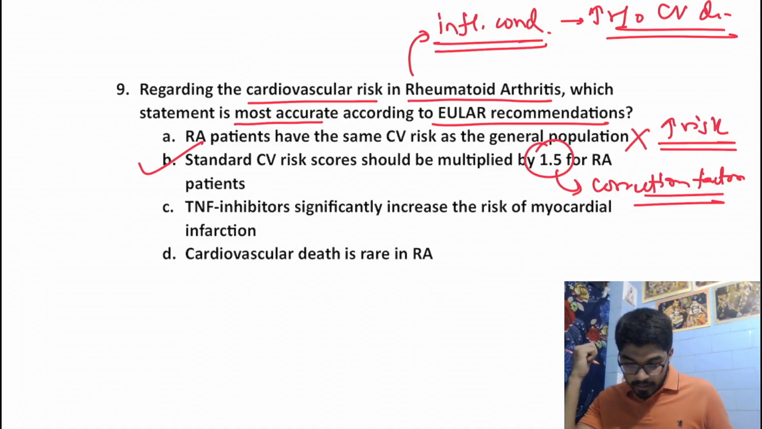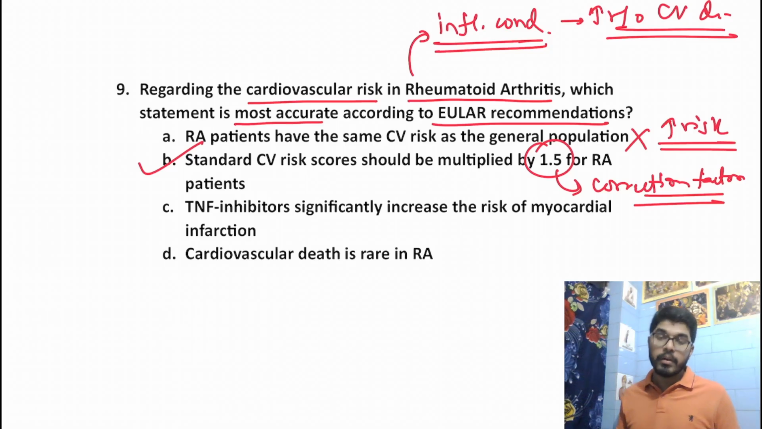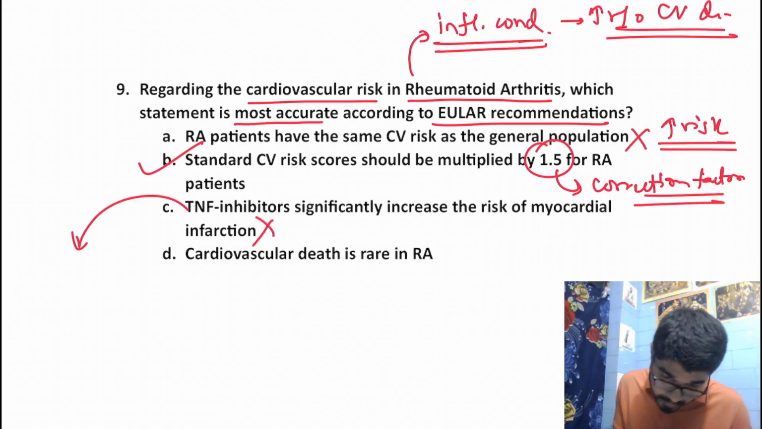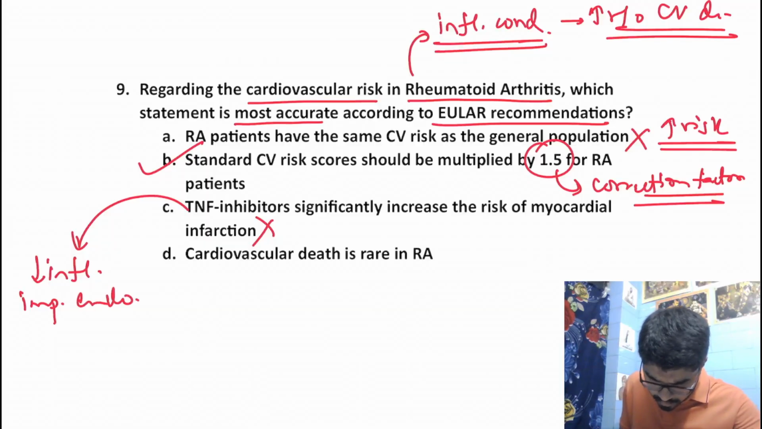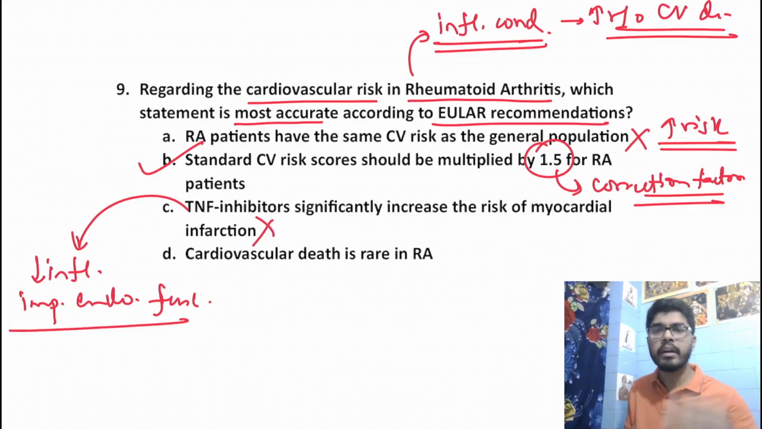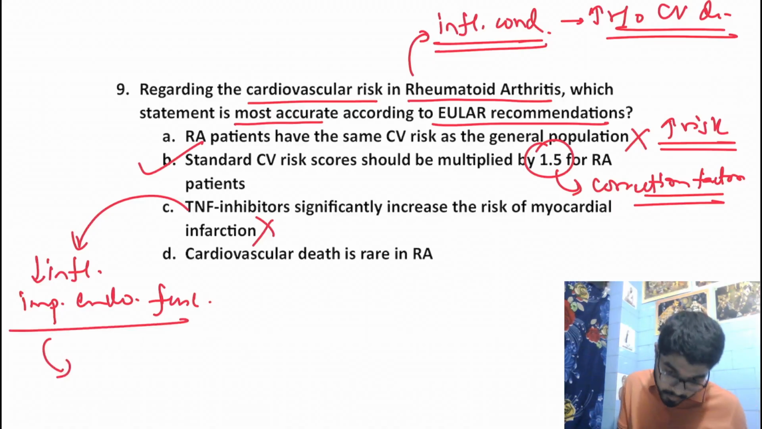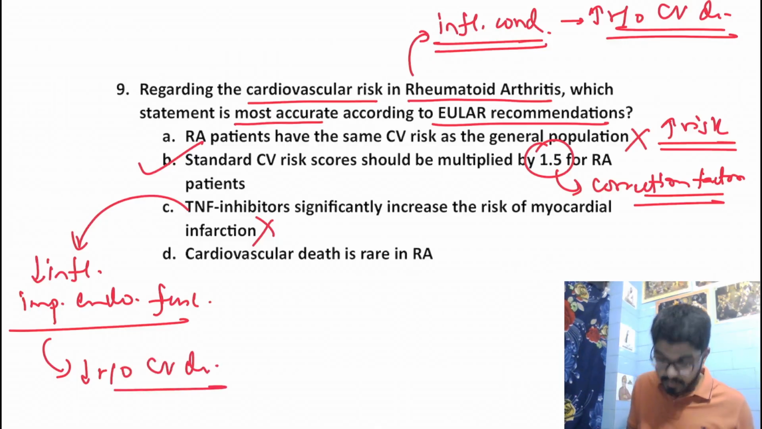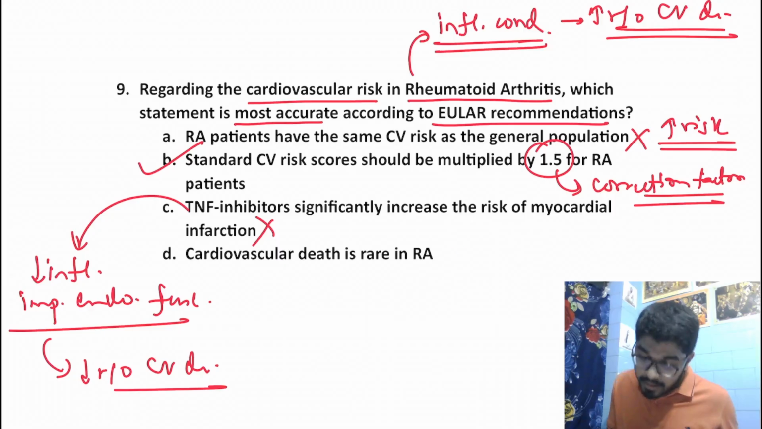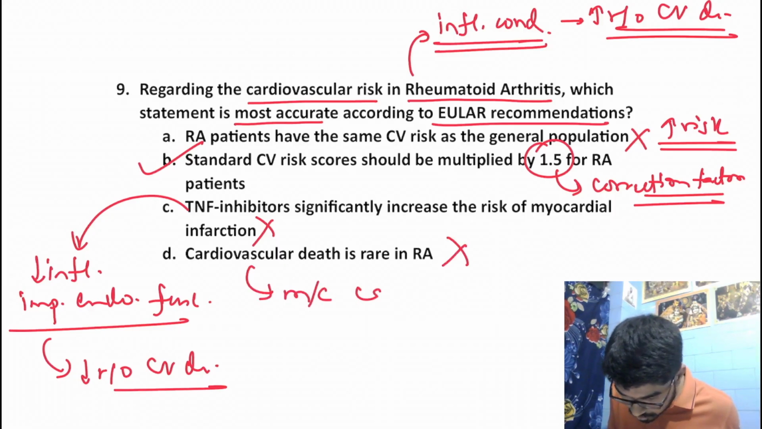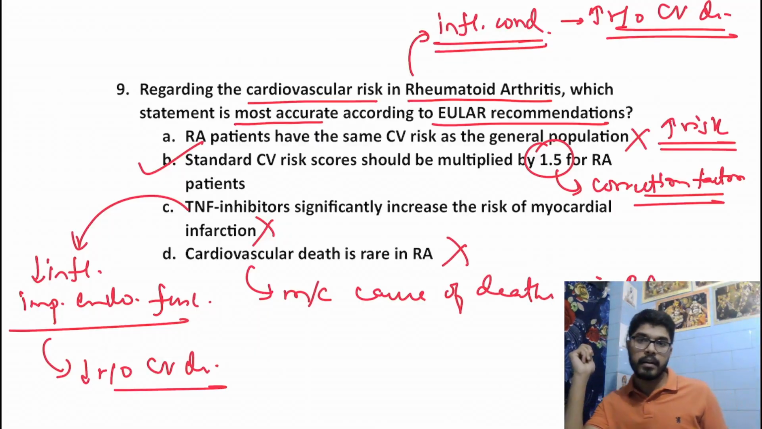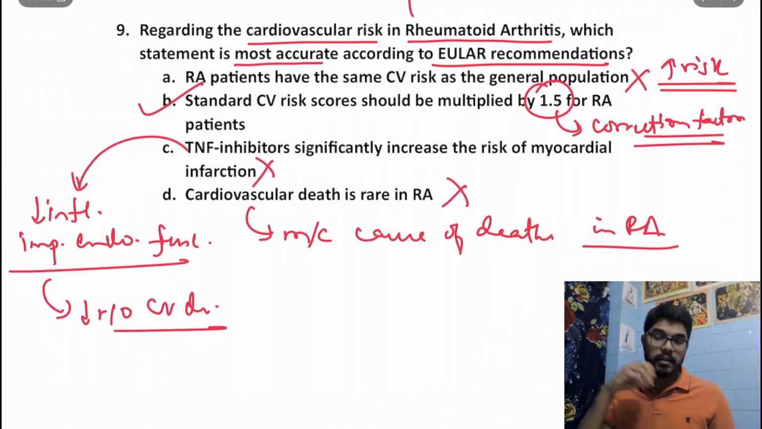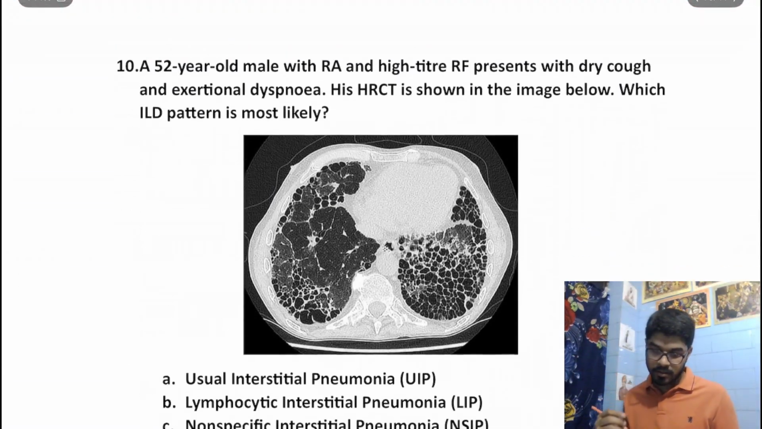Okay. TNF inhibitors significantly increase the risk of myocardial infarction. That's a false statement. Why? Because these TNF inhibitors decrease inflammation. They also improve the endothelial function. Improving endothelial function and decreasing inflammation, they would rather decrease the risk of cardiovascular disease. And cardiovascular deaths are rare in RA. That's a false statement. Rather, cardiovascular deaths are the most common cause of deaths in RA. Okay. So the answer over here should be option B. Okay. Moving on to the next question.